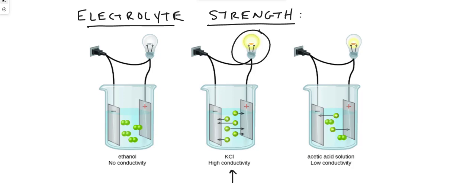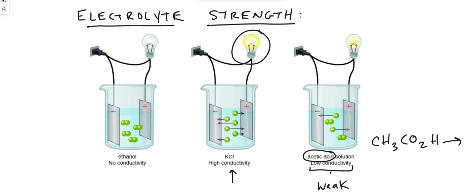If we have something with low conductivity, that means we have a weak electrolyte. An example of that is acetic acid, which is this molecule, CH3CO2H. That can break apart in water to form CH3CO2- plus H+, but this happens about 1% of it. And so there's not many ions in the resulting solution, which is depicted in the cartoon. We consider that a weak electrolyte.